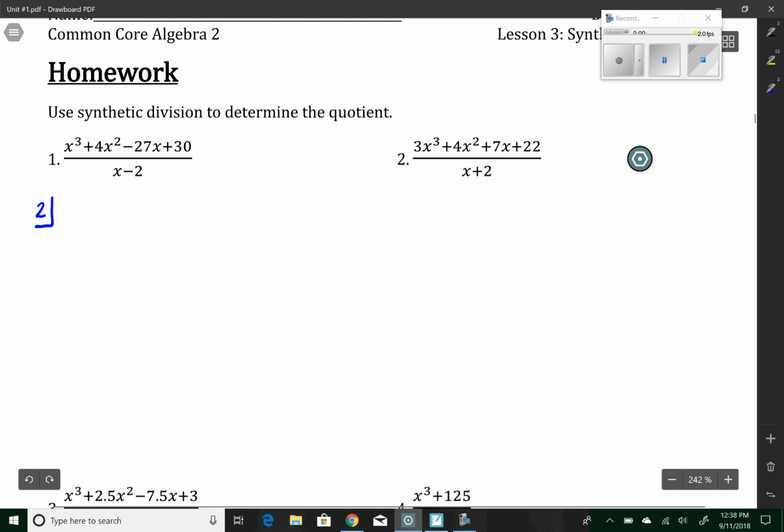Coefficients of what we're dividing are 1, 4, negative 27, and 30. The 1 comes down. 2 times 1 is 2. 4 plus 2 is 6. 2 times 6 is 12. Negative 27 plus 12 is negative 15. 2 times negative 15 is negative 30, with a remainder of 0.